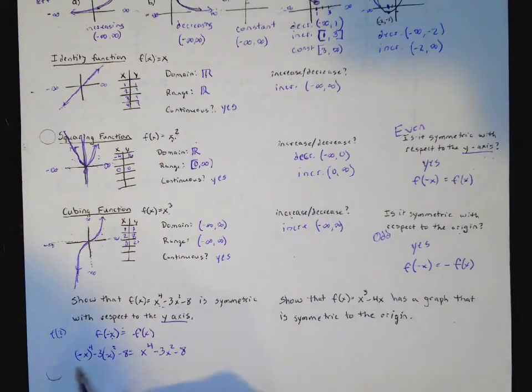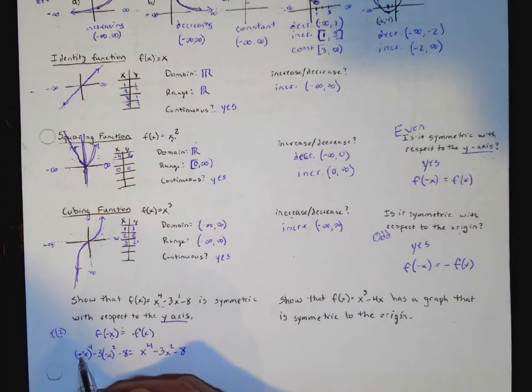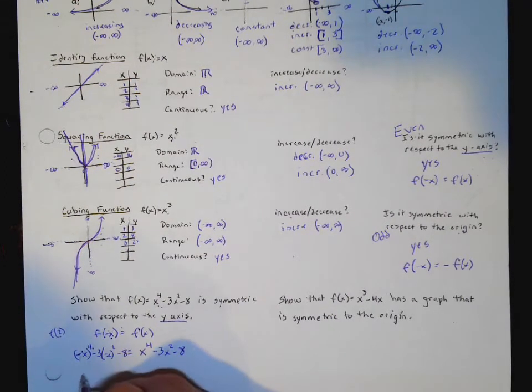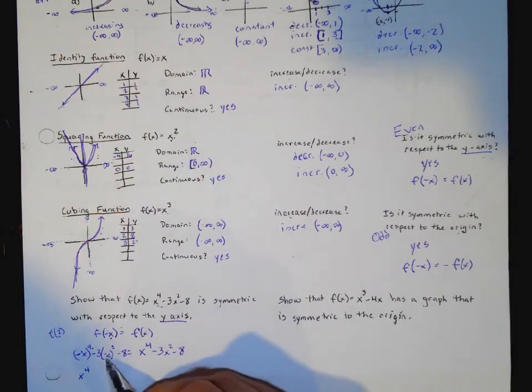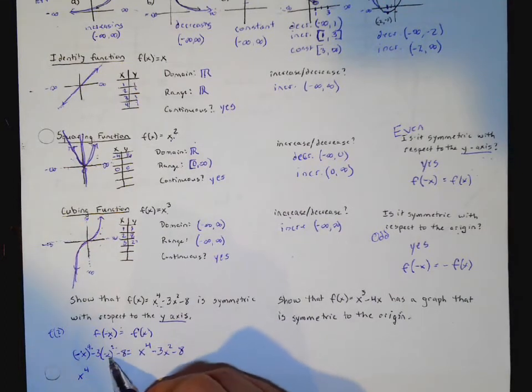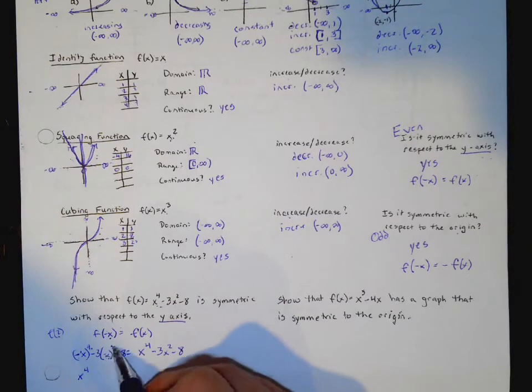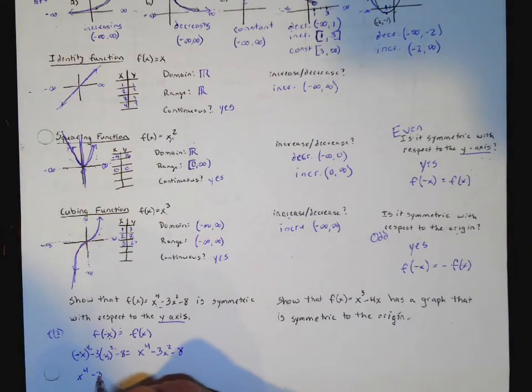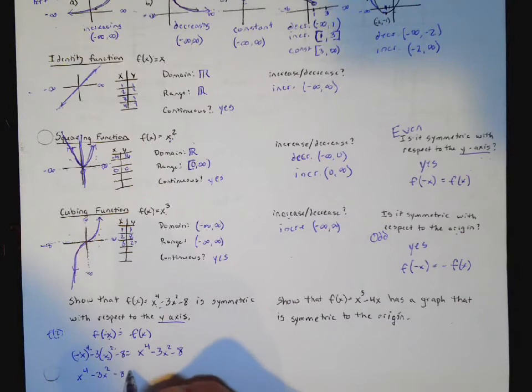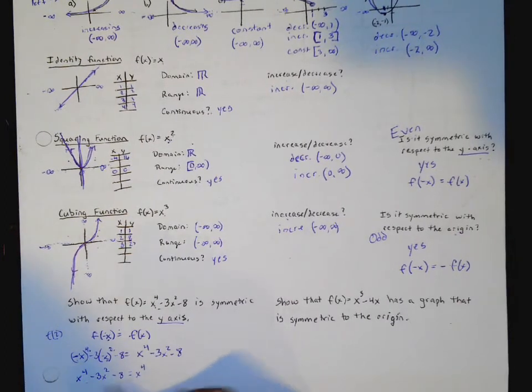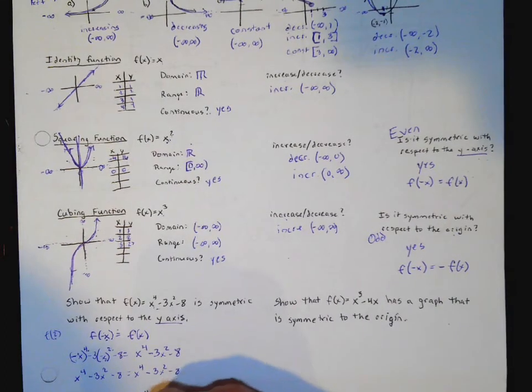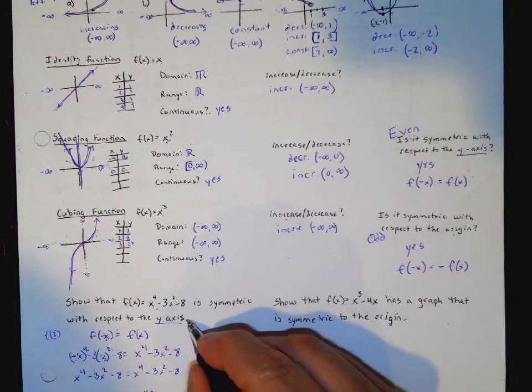Okay, so I work this out. This is like a negative 1 to the 4th power. It makes it a positive 1. So this would be x to the 4th. Negative x squared is just the same thing as x squared because negative 1 squared is still 1. So it gives me negative 3x squared and then minus 8. Notice that when I worked that out, it gave me the same thing as this over here. Okay, so yes, this would be symmetric across the y-axis.